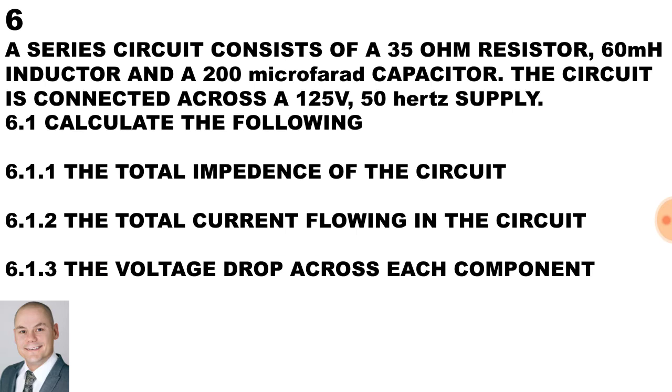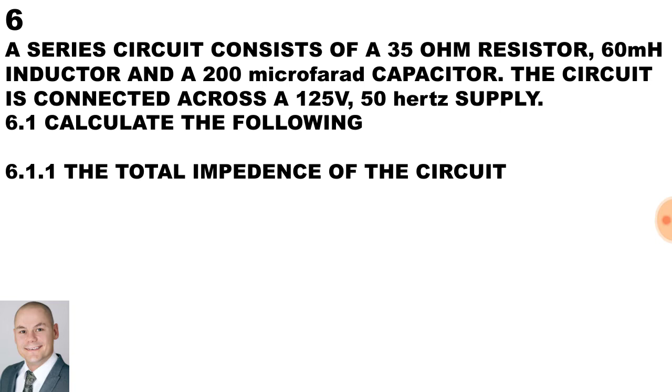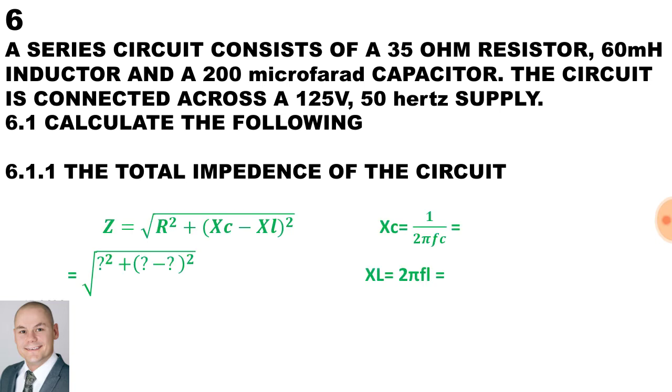Question 6. A series circuit consists of a 35 ohm resistor, a 60 millihenry inductor, and a 200 microfarad capacitor. The circuit is connected across a 125 volt 50 hertz supply. Calculate the following. Now, to calculate the total impedance, we'll use our formula from the formula sheet, but first we'll have to calculate the inductive reactance and the capacitive reactance.